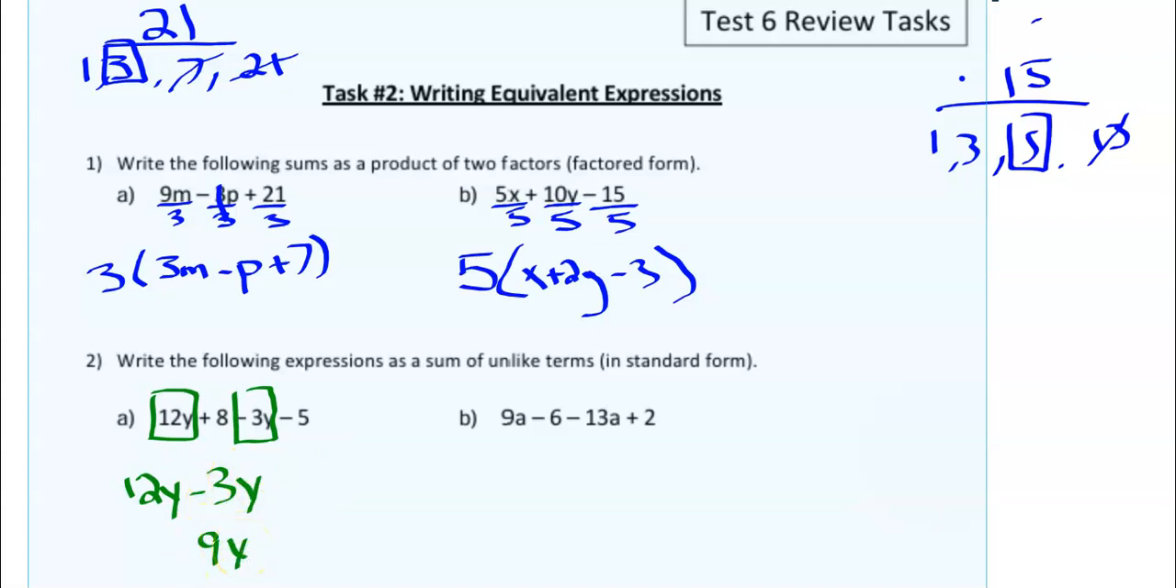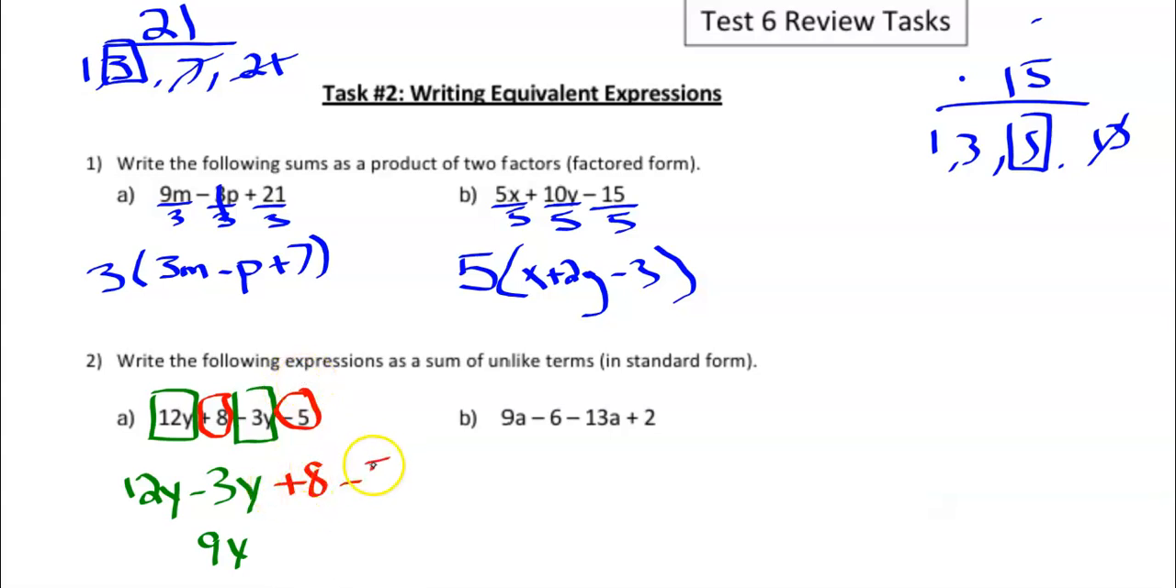Now let's take a look at the second part of the question. We also have positive 8, which is a constant, and a negative 5. 8 minus 5 gives us a difference of positive 3. So our final answer should be 9y plus 3.